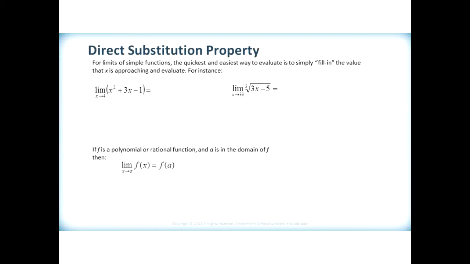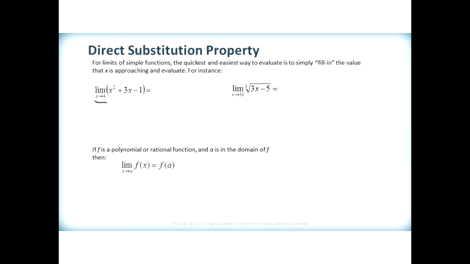All we say for this is that for limits of relatively simple functions, the quickest and easiest way to evaluate the limit is to simply fill in the value that x is approaching and then evaluate the function. For instance, let's look at these two examples. The first one says we want to take the limit as x is approaching 4 of x squared plus 3x minus 1.